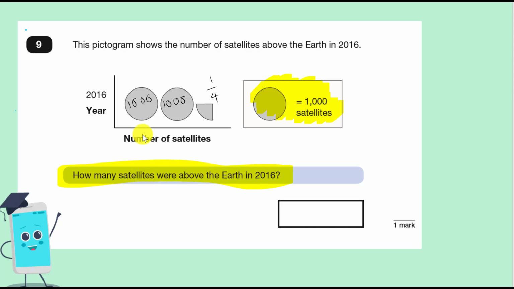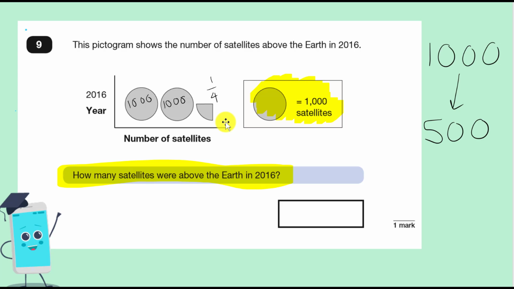A quarter of 1,000 is, sorry. Now to find a quarter, I divide by 4, or I can halve and halve again. So there's my 1,000. Half of 1,000 is 500, and I want to half my 500.